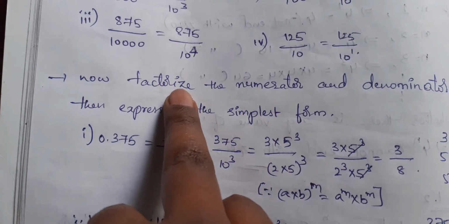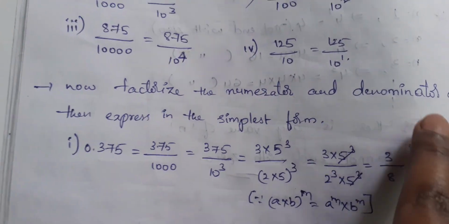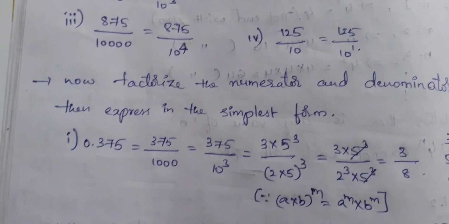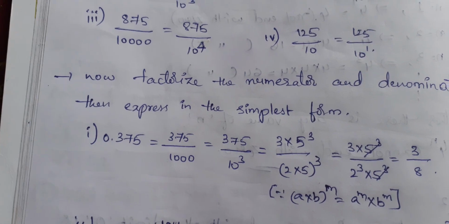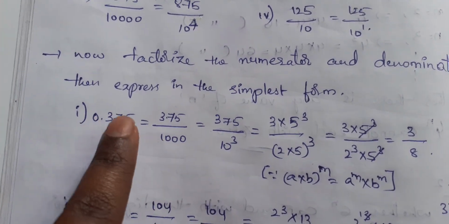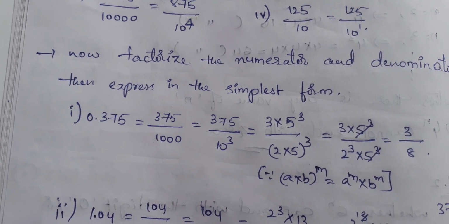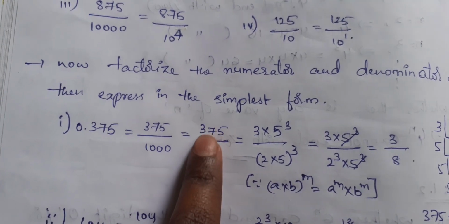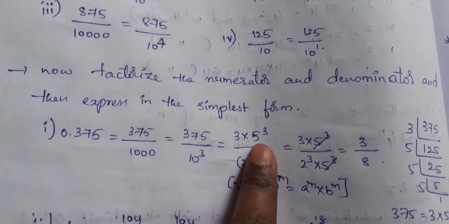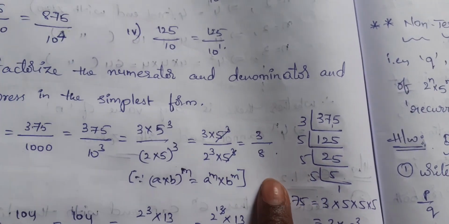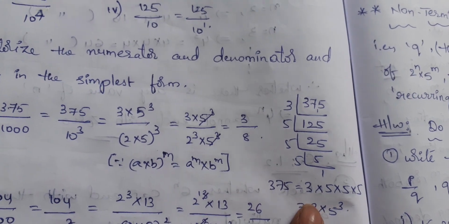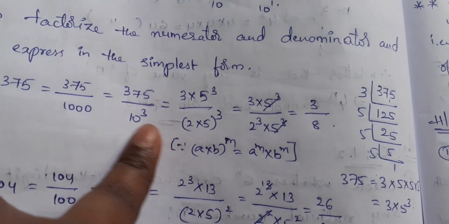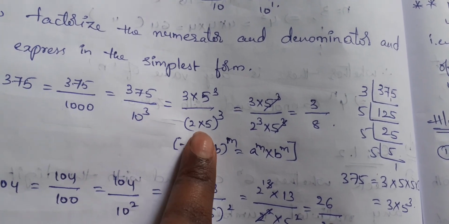Here we are going to factorize both the numerator and denominator, and then again express in simplest form. See, the first one, 0.375, is 375 by 1000, which is 375 by 10 power 3. This 375 I am writing in prime factors: 375 is equal to 3 into 5 power 3. Same here, 3 into 5 power 3 by 10 cube, and I am writing 10 as 2 into 5, whole power 3.